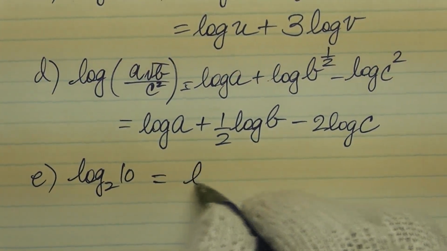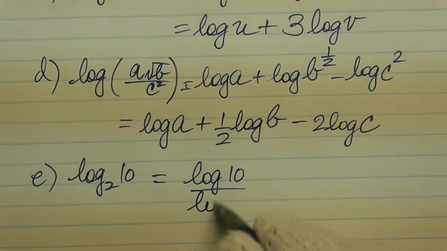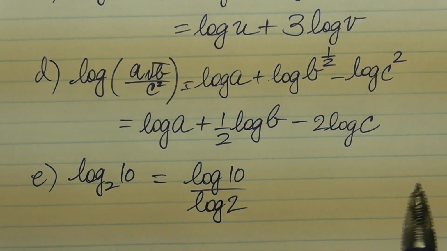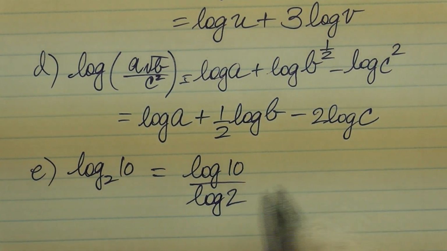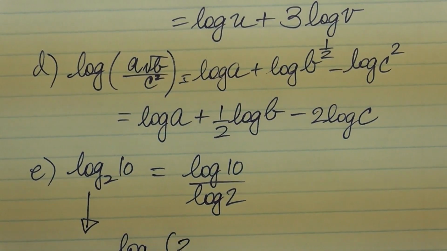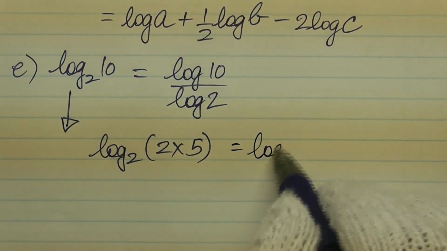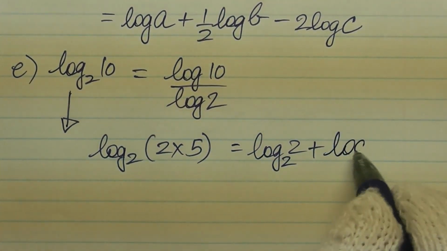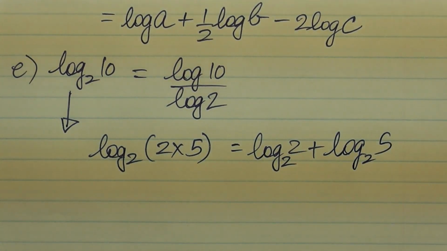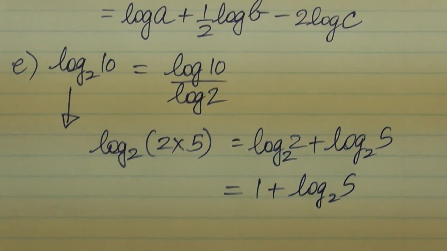This is the same as log 10 over log 2. There's also another way to interpret that. That could be the same as log base 2 of 2 times 5, which is the same as log base 2 of 2 plus log base 2 of 5. That's 1 plus log base 2 of 5.